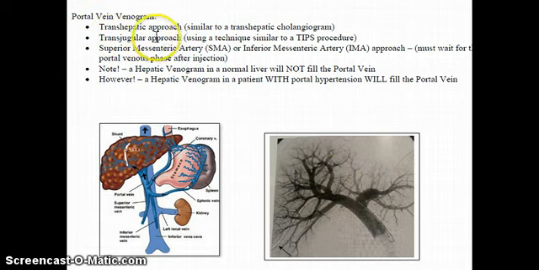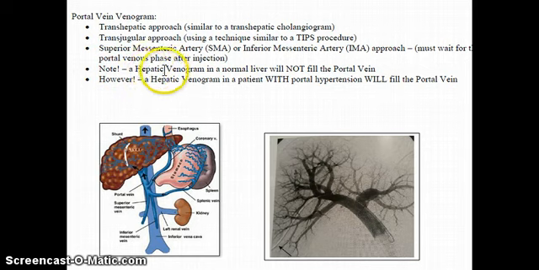There is the transjugular approach, but again, this is more like a TIPS procedure, so not a direct approach. Then you can do the superior mesenteric artery or inferior mesenteric artery. But for those, you're injecting into an artery, then that contrast has to go to the intestine, and then you have to wait for the portal venous phase. So you're injecting it, and then you just kind of have to wait for the portal vein to fill.